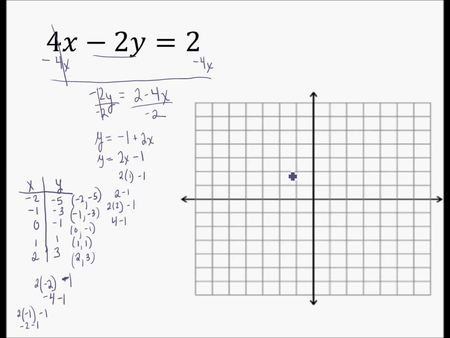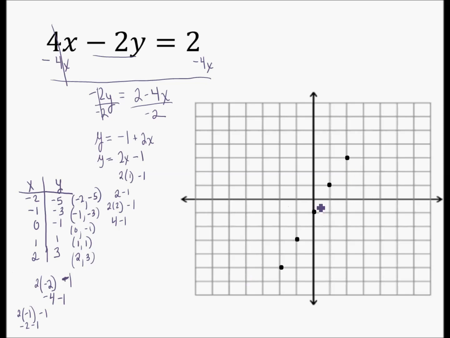The first point we're going to plot is negative 2. So I'm going to go 2 to the left, down 5, 4, 5. And I plot it. Then I can go negative 1. So over 1 on the x-axis, down 3. And then I can go 0 on the x-axis and down 1. So I end up right there. Then I can go 1 on the x-axis. So I'm going into the positive direction right now. And 1, 1 lands me right here. And then I have 2, 3. So over 2, up 3.